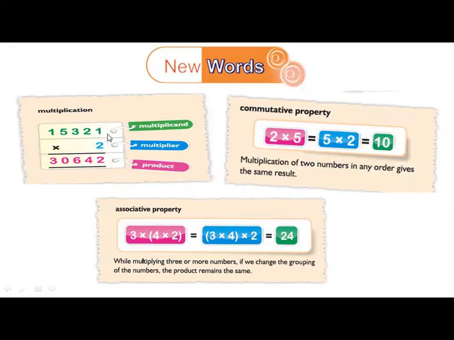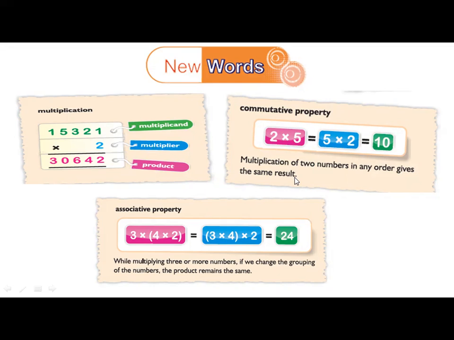When you are multiplying two numbers, the first number is called the multiplicand and the second number is called the multiplier. When you multiply the multiplicand with the multiplier, you get the product, that is the answer.